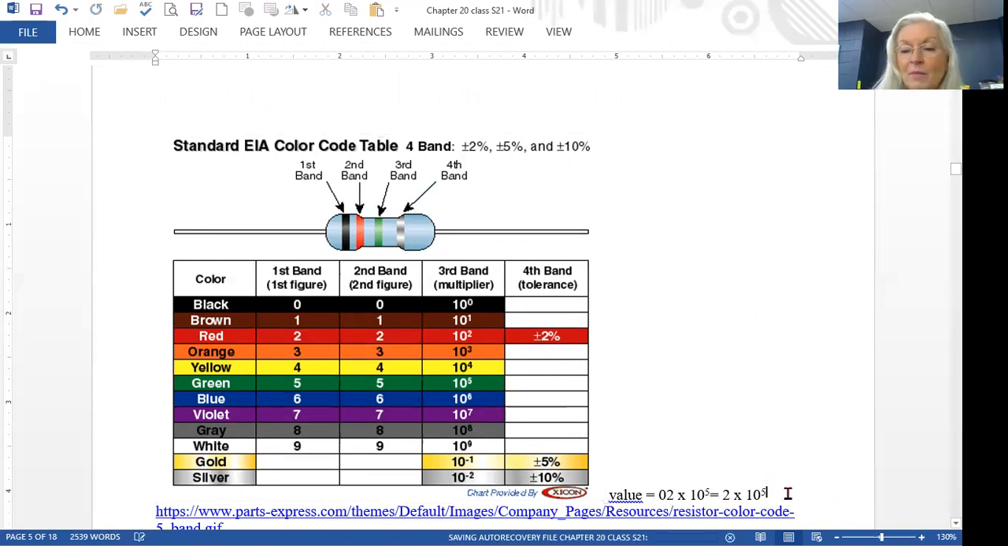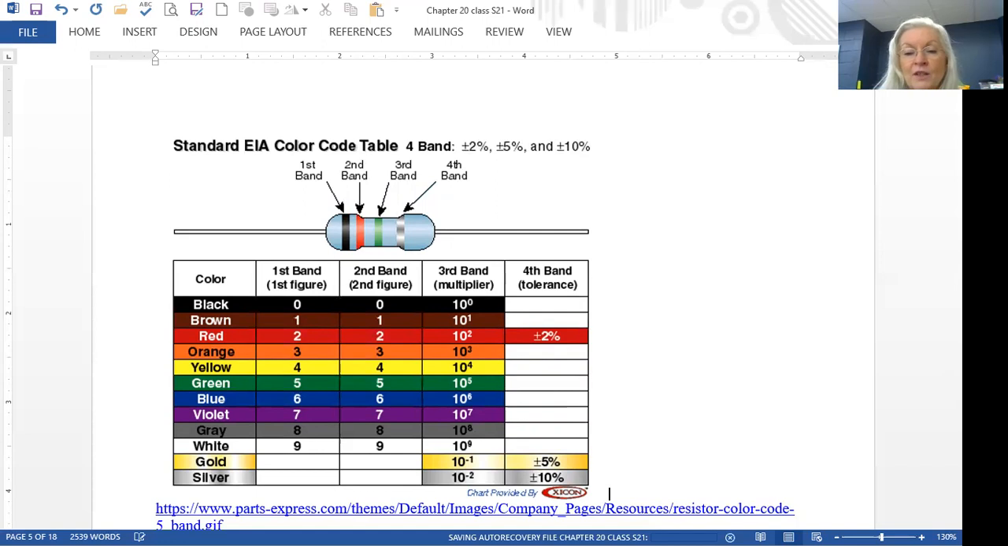Well, I can't seem to make it pop up, so we'll let it go. 2 times 10 to the 5th ohms with a 10% accuracy or tolerance for a black, a red, and a green band.